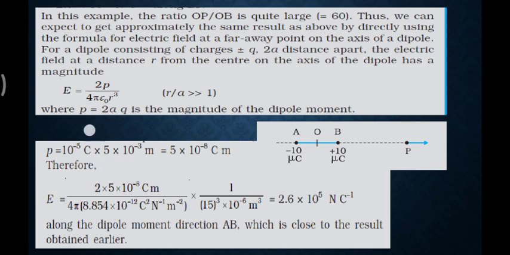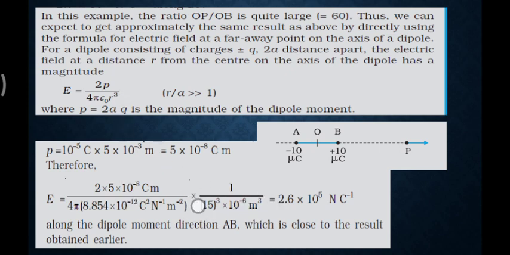It is a total distance of 2a. 2a is 5 mm, which is 5 into 10 to the power minus 3 meters. And this is the overall dipole moment of the dipole. Now the dipole moment P is there, over 4 pi epsilon 0 r cube.